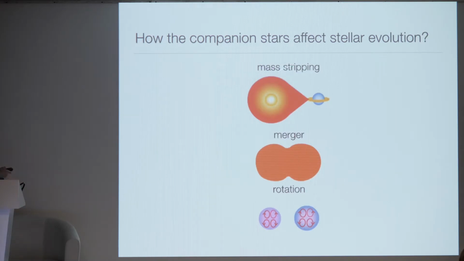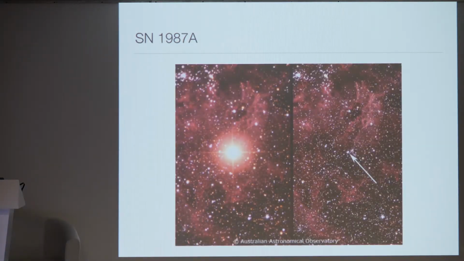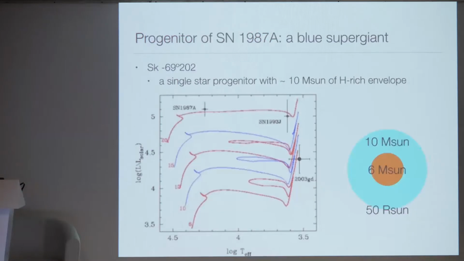So that was about this mass stripping, and we will move on to this merger case, a very strong suggested case for this neutron star. The supernova which may result from the merger, the stellar merger, is this 1987A. This picture you have already seen. So I showed this on the first day as well.